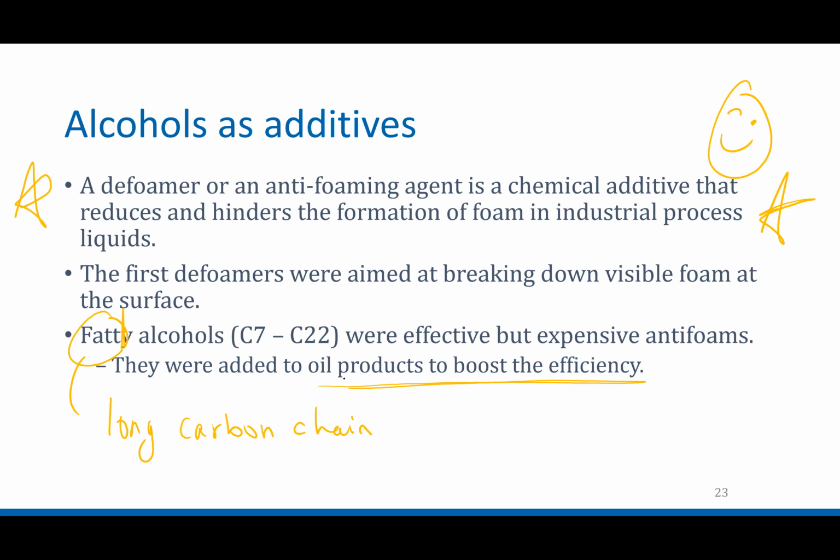Foams aren't going to burn as well as liquids. Foams aren't going to be pushed through pipelines as well as liquids. You do not want foams, right? Think about if you pumped petrol into your car, and it was full of gas, foamy and bubbly. It wouldn't combust very efficiently. It would be very dangerous, actually. So alcohols can be added to oil and gas products traditionally to reduce foam.